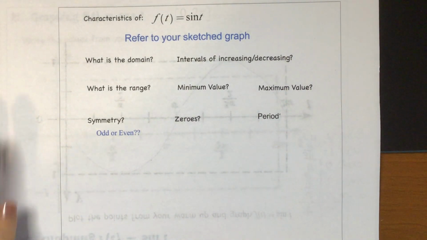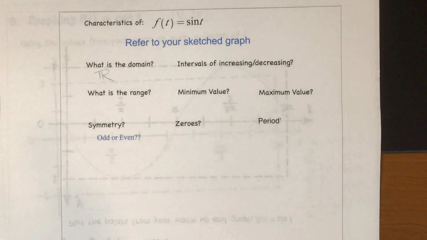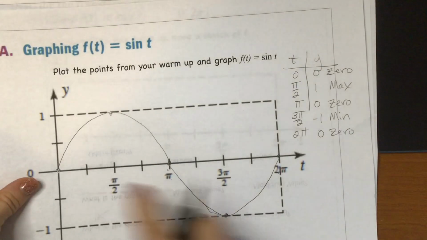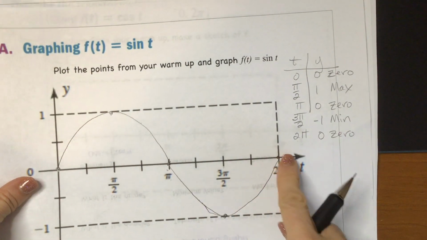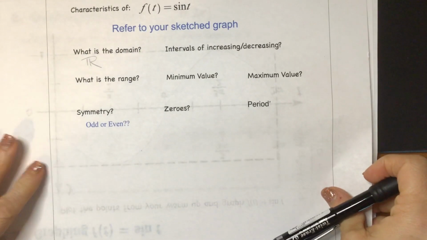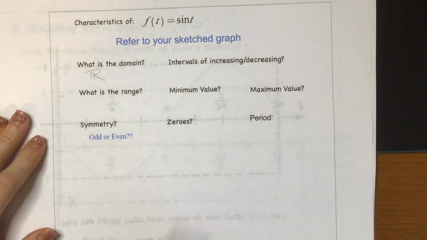What is the domain? The domain is all real numbers. This sinusoidal graph goes on forever. It's just that we do notice we complete one full cycle in 2 pi, but then you just keep going and it goes on forever, both in the positive and negative direction. Now the range is between -1 and 1.